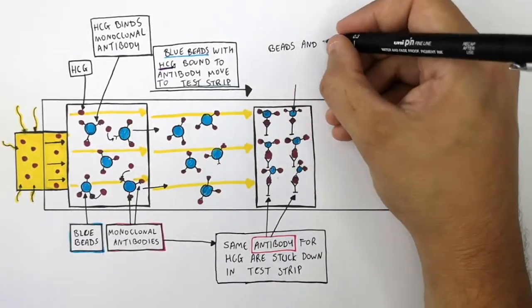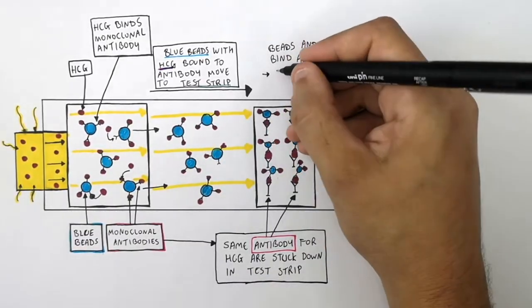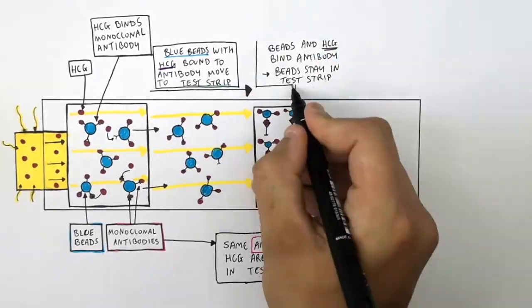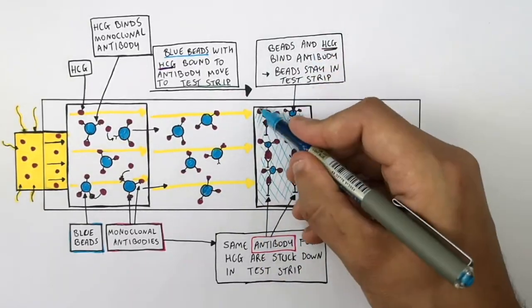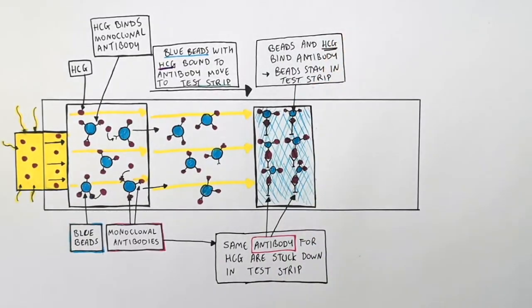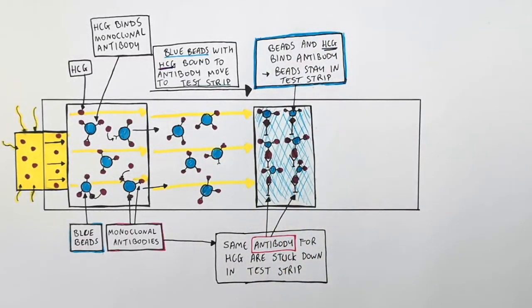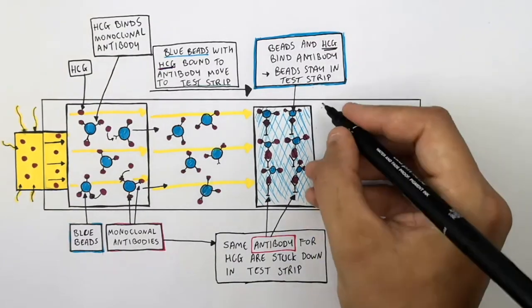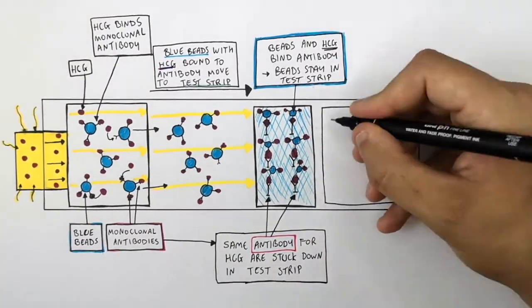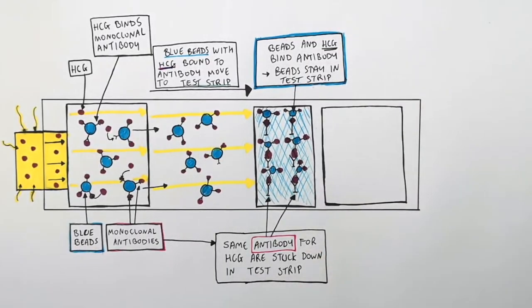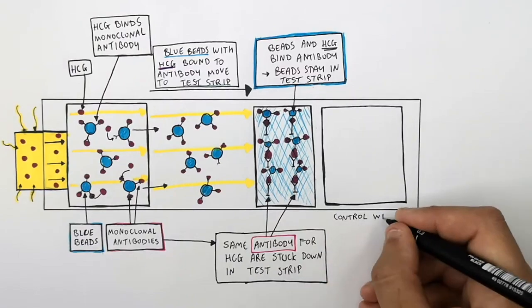The beads and HCG bind the antibody, and the beads stay in the test strip. So these blue beads are going to turn the test strip blue, indicating the woman is pregnant. So this here is the first line of two that needs to appear for her to show that she's pregnant. So this line will turn blue, as you can see here on this pregnancy test. For the pregnancy test to confirm a pregnancy, there needs to be two lines that appear blue. So the next line is going to be the control window.